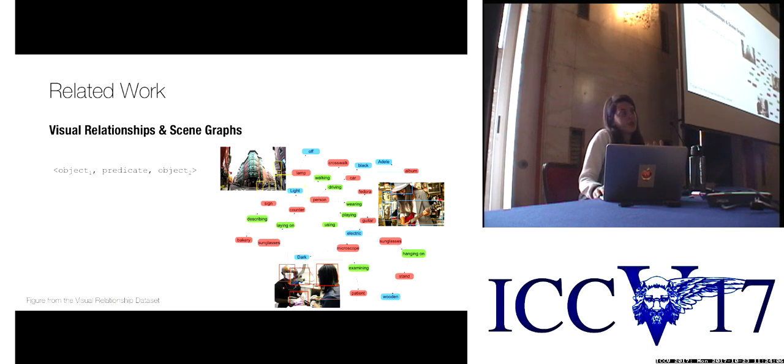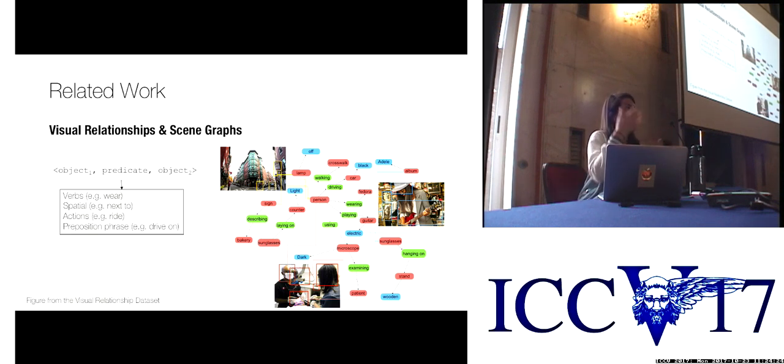So the task of predicting visual relationships is the one of trying to link objects together with a predicate. These objects can be any object that you see in a scene, and the predicate can take many forms. It can be a verb, it can be an action, or it can be a spatial relationship, such as next to or under. And also it can be a preposition phrase, like drive on or sit on.